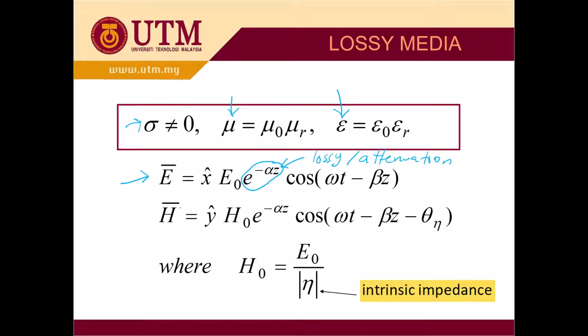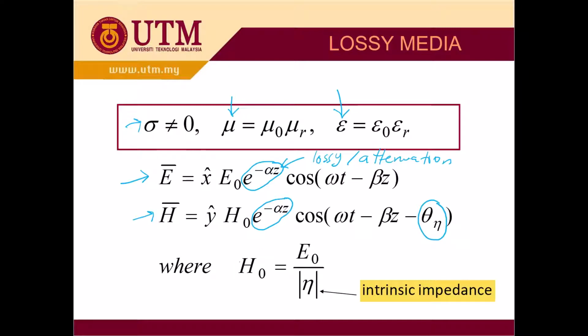For the magnetic field H, the direction is y and the magnitude is H naught, e to the power negative alpha z, cos of omega t minus beta z minus theta n. We have theta n here and also e to the power minus alpha z. So this is also the lossy component, and theta n is basically the phase difference between the electric field and the magnetic field. There is a phase difference that we need to determine.